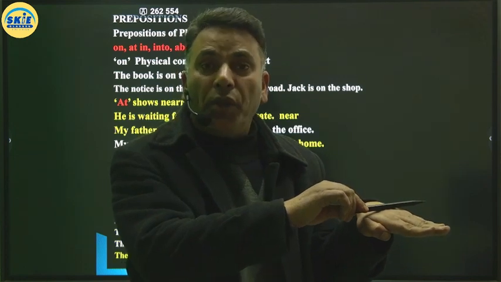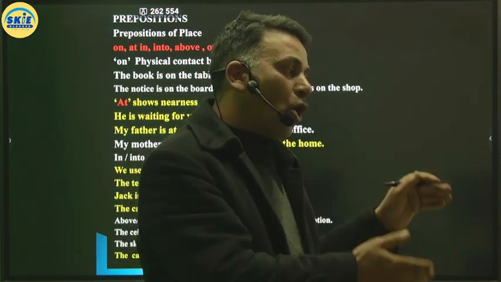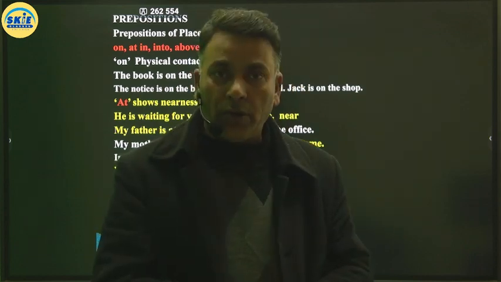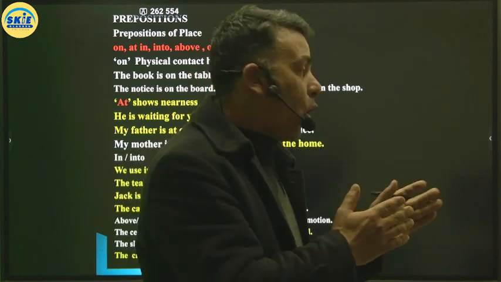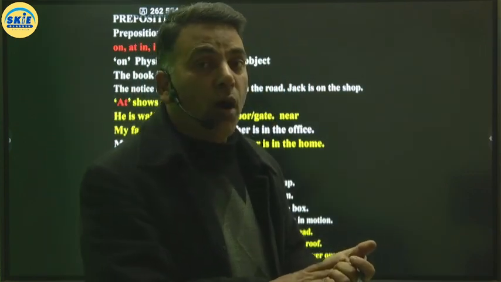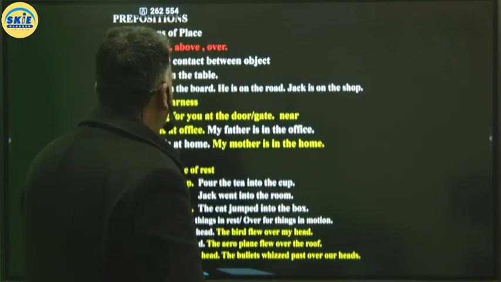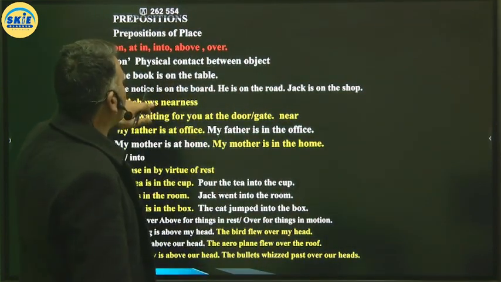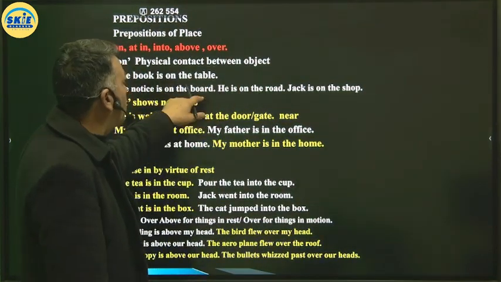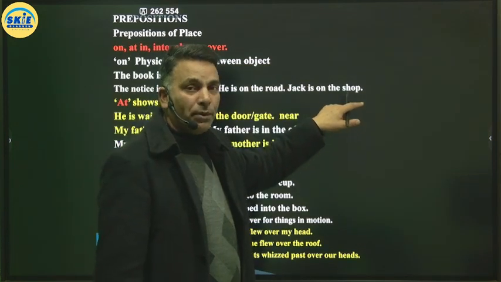Right? On. The cat is on the table. The book is on the chair. Right? The book is on the chair. So when there is a physical contact between two objects, you'll say on. Alright? The book is on the table. The notice is on the board. He is on the road. He is on the shop.